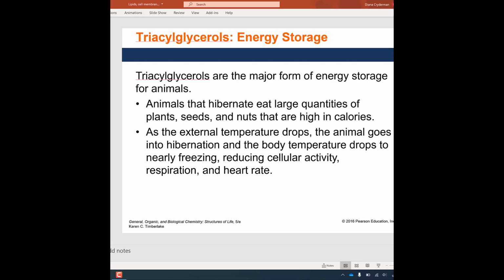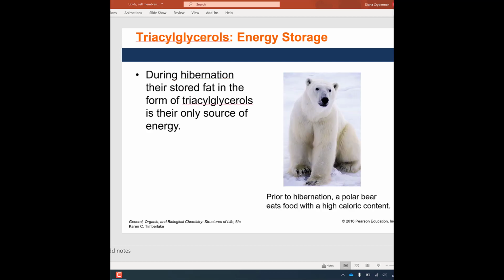And so that really means that we can't necessarily go through the Krebs cycle as normal. So during hibernation, their stored fat in the form of triglycerols is really their only energy source. And interestingly, we'll see that in some cases it's also a little bit insulating as well.